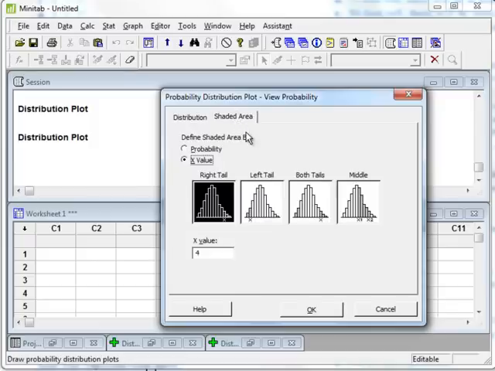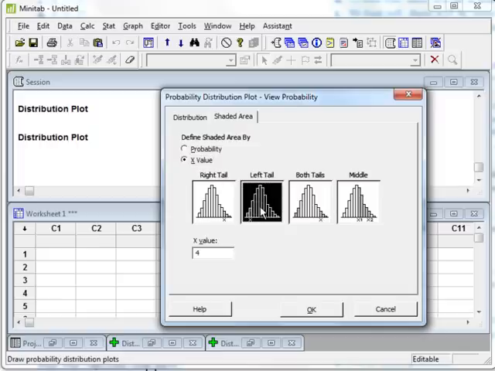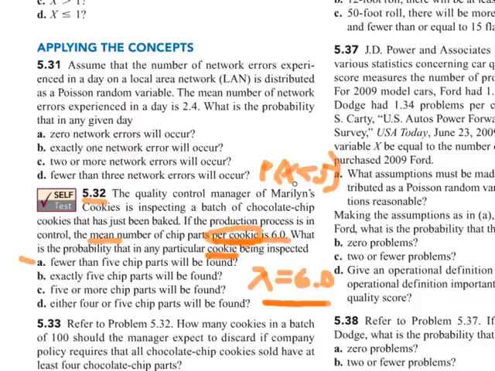We're going to go to shaded area. And since we're talking about probability that X is less than a certain value, we need to make sure that X is selected and it's less than, so less than is on the left side, so left tail. Now, already I've got the number 4 in here. You might think you want to use number 5, but remember Minitab includes the number that you put into this box when it computes the probability. And so since the probability was strictly less than 5, we need to make sure that we don't include that 5 in our probability computation.